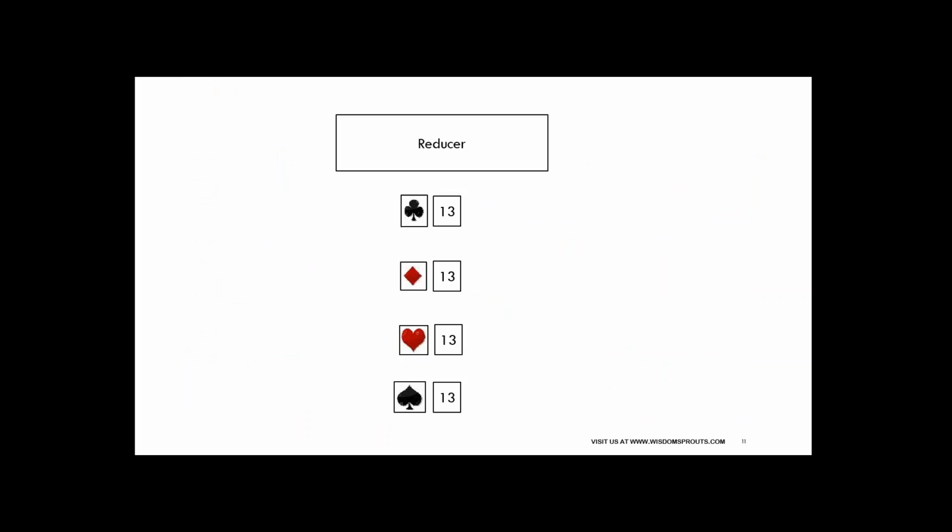Then the shuffle and sort gave its output as an input to the reducer, and finally at the reducer we got the count: total clubs are 13, total diamonds are 13, 13 is the total number of hearts, and 13 is the total number of spades. So this was an example wherein, using MapReduce programming, we counted the number of cards in a deck for each color.